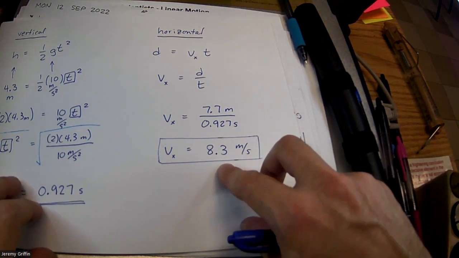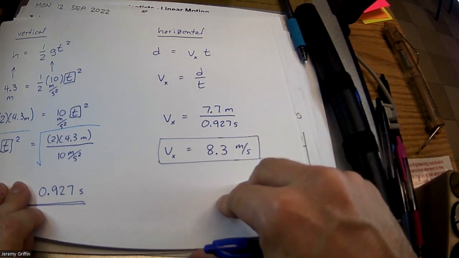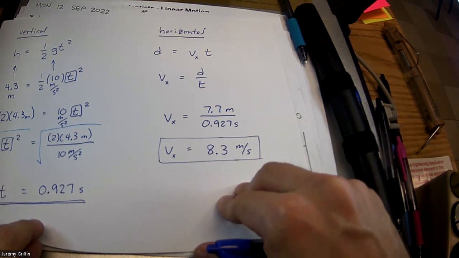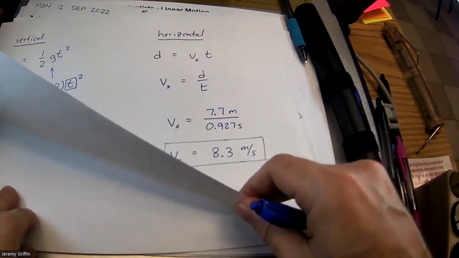I got numbers as high as like 17 meters per second earlier for another class. So yeah, it should be kind of in there though. Okay, you guys get that? That worked out for your numbers too? Mhm. Okay.